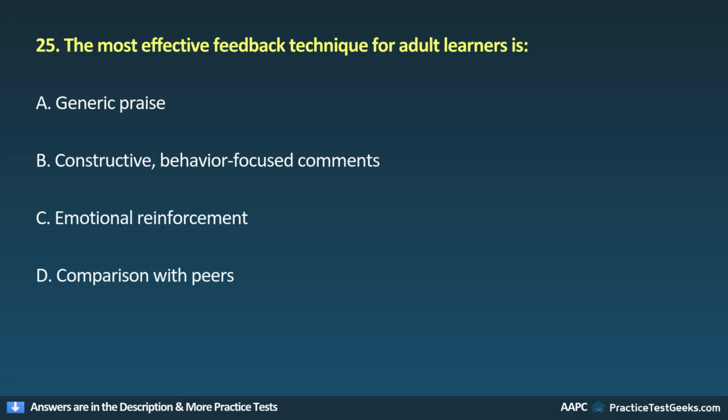25. The most effective feedback technique for adult learners is A. Generic praise. B. Constructive, behavior-focused comments. C. Emotional reinforcement. D. Comparison with peers.